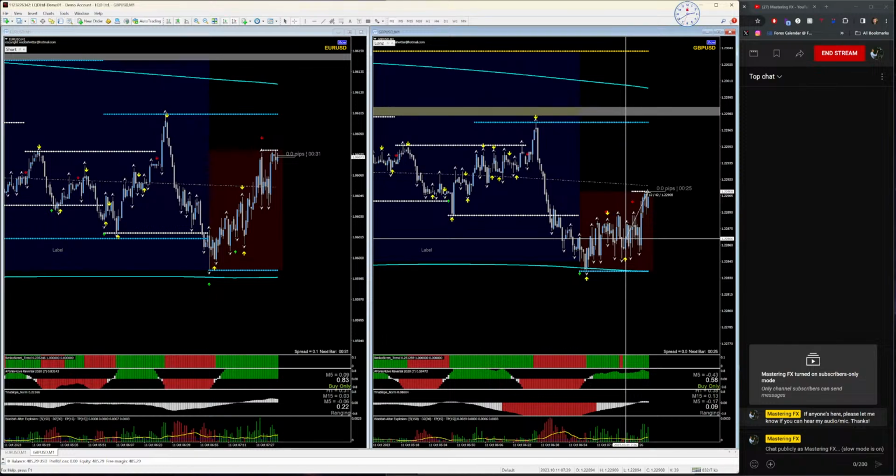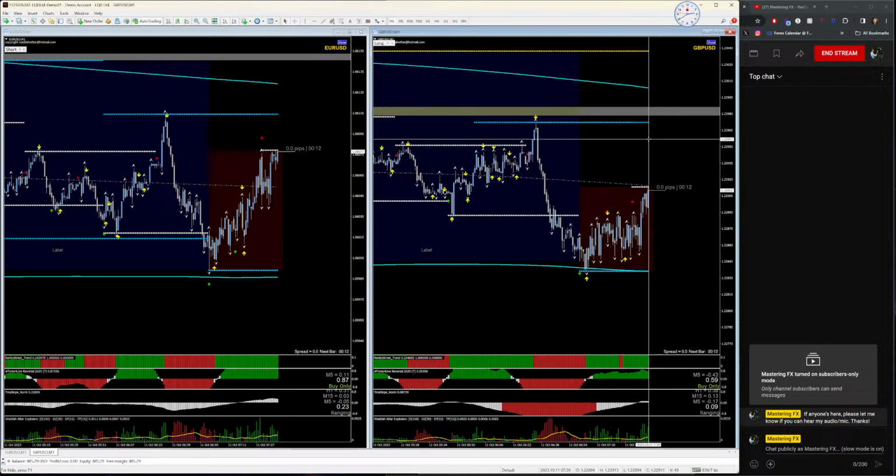I kind of missed that, so that would have been a valid trade. I missed it. I'm tired, like I said. And 1, 2, 3 would be here. So let's see if price comes up there.